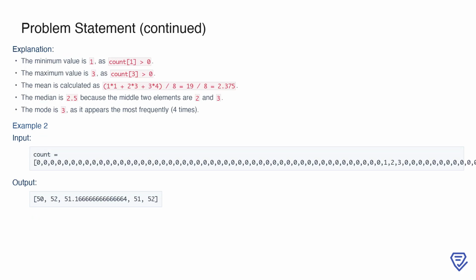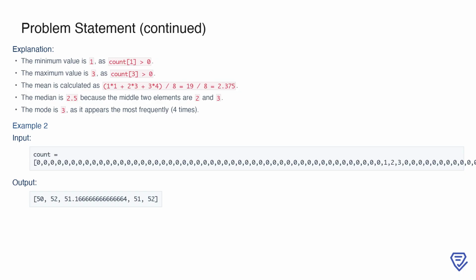Here's how the values in the first example are calculated. The minimum is 1 because the frequency of 1 in the count array is greater than 0. Similarly, the maximum is 3 because count[3] is also greater than 0. The mean is determined by summing the product of each number and its frequency, and then dividing by the total sample size. For the given input, this calculation results in 2.375.